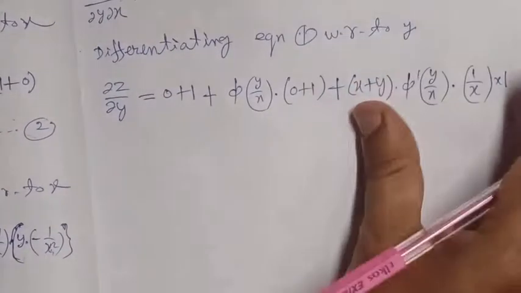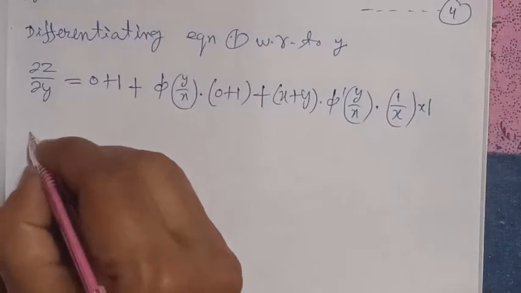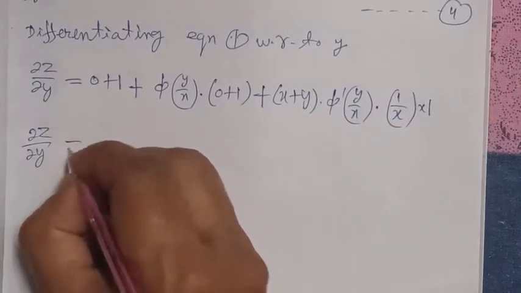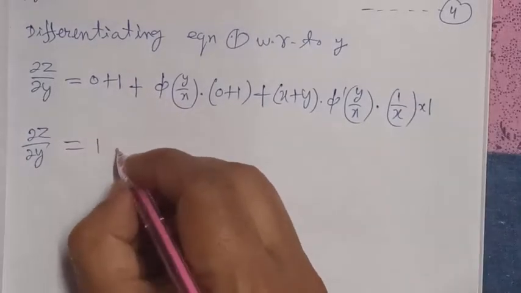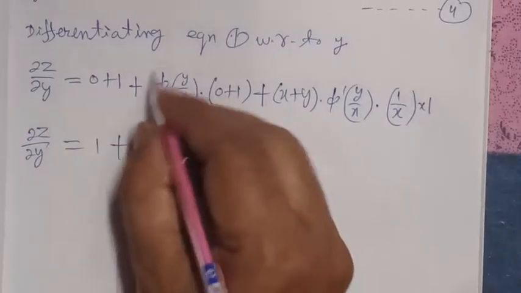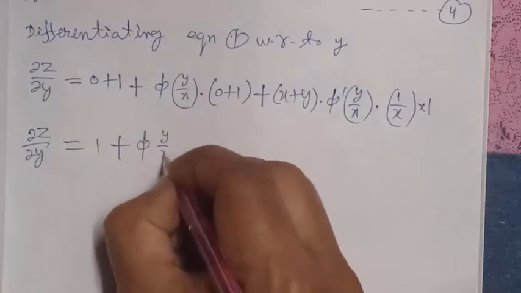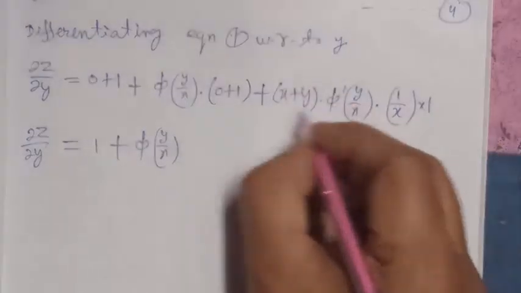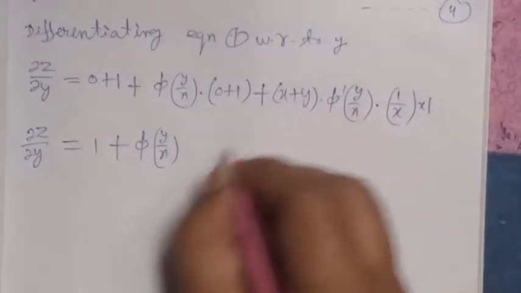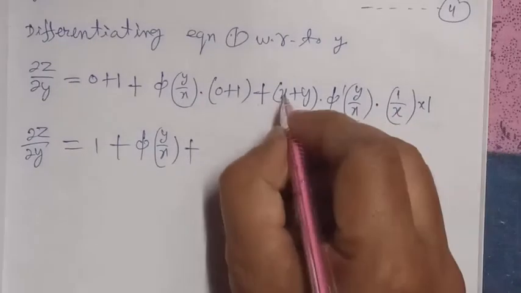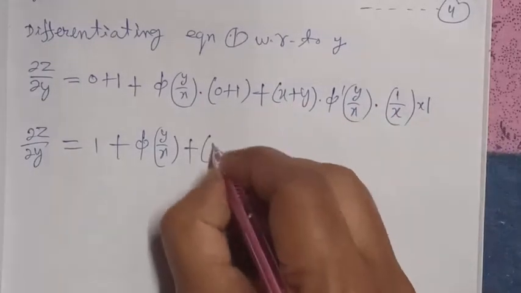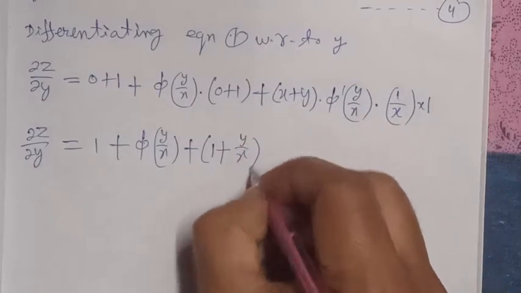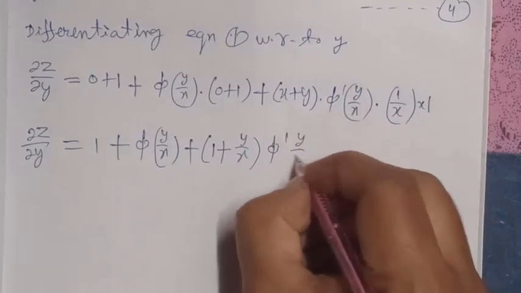So we are now able to find the value of del z over del y, which is equal to 1 plus 1 into this value, phi y upon x, and plus x plus y into phi dash y upon x times 1 upon x. I multiply 1 upon x in this bracket: 1 upon x multiplied by x cancels out, we get 1, and 1 upon x multiplied by y gives y upon x, which is the coefficient of phi dash y upon x.